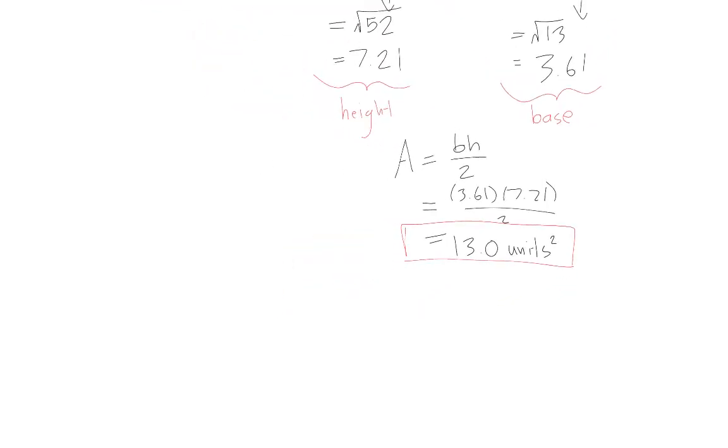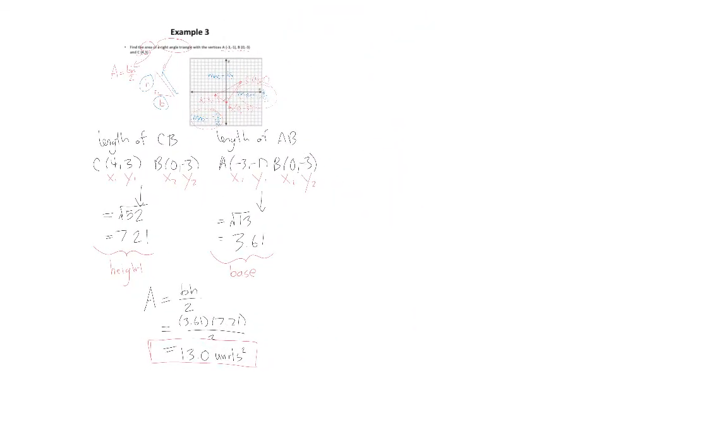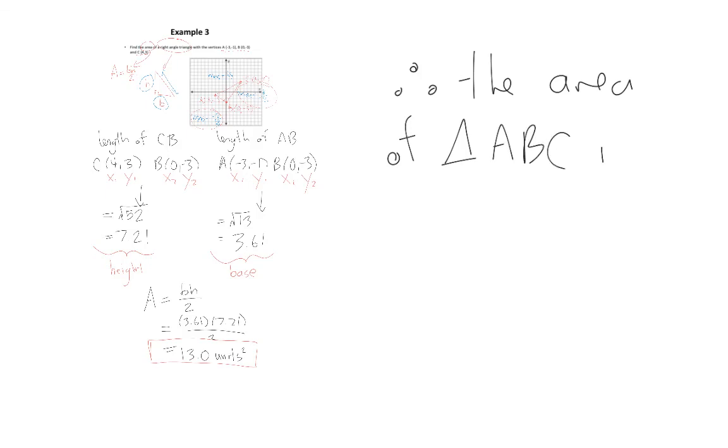So again, I'm going to zoom out to show you all the work that was required for this one question, and I'm going to sum it up with a concluding statement. Therefore, the area of triangle ABC is approximately 13 units squared.